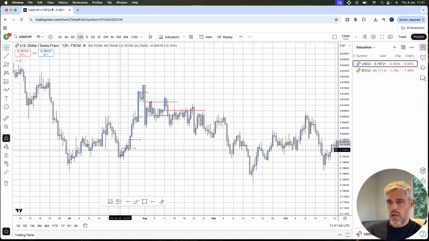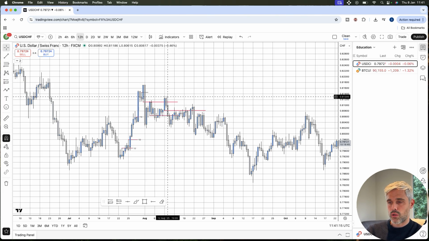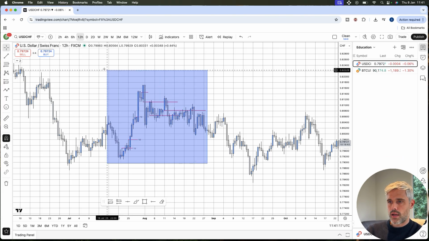When you see a last sell candle before buy pressure, that's a bullish order block. When you see the last buy candle before sell pressure in the opposing direction, that's a bearish order block. So hopefully that makes sense.